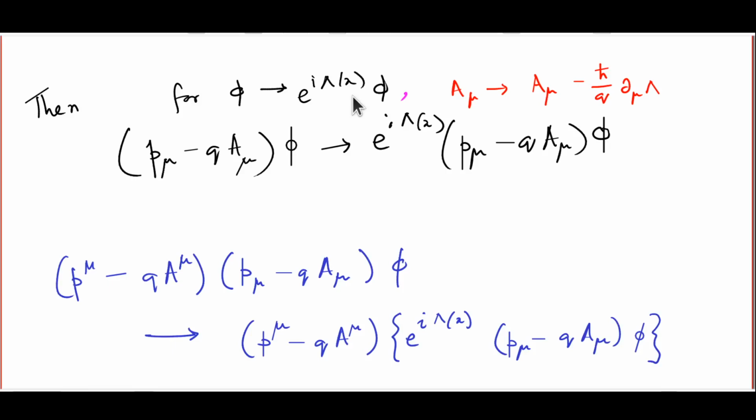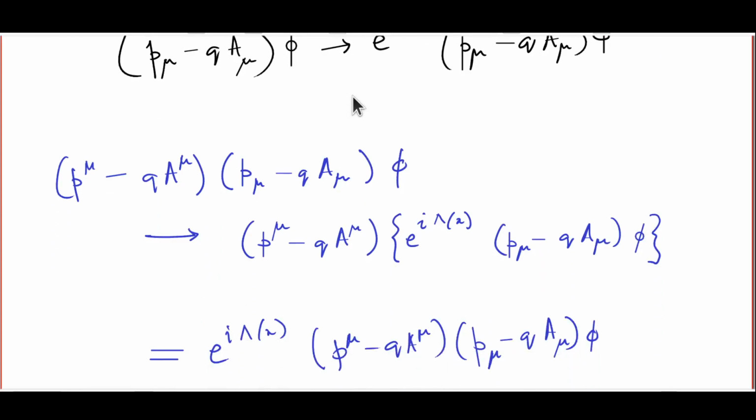Now what happens to the thing which is actually sitting in the Klein Gordon equation? Of course, there, this factor (p_μ − q A_μ) φ is acted upon further by another operator, p^μ − q A^μ. And that essentially now becomes p^μ − q A^μ acting on e^{iλ(x)} times (p_μ − q A_μ) φ, but that is just e^{iλ(x)} times some function of x. And just by following the same calculation as before, this is going to essentially just pick out an overall factor of e^{iλ(x)}.